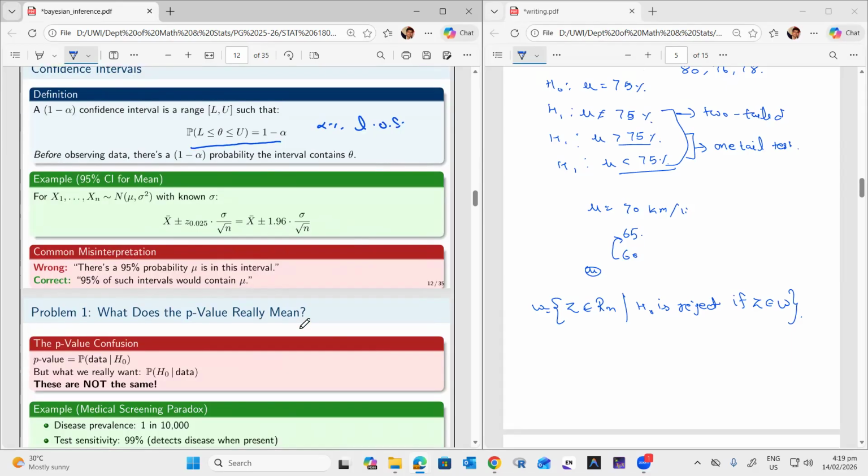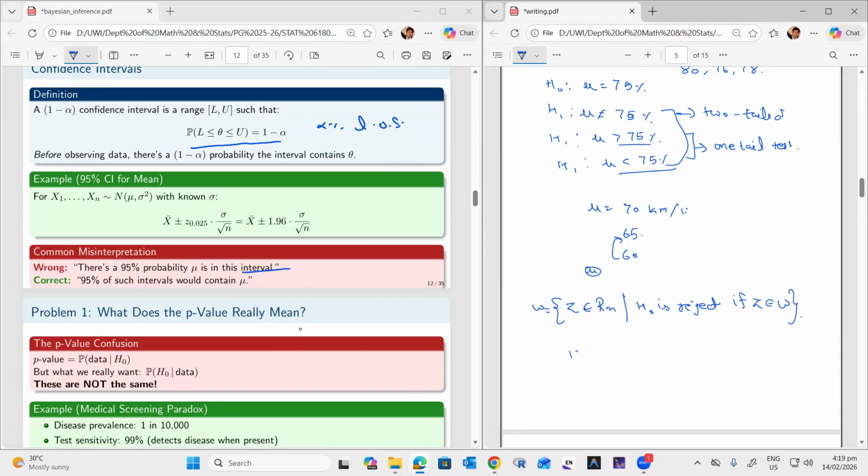So the common misinterpretation about the confidence interval is that there is a 95% probability that mu is in this interval. No, that is wrong. The correct thing is that 95% of such intervals would contain mu. All right. Basically, mu will be there. What is mu? 100.